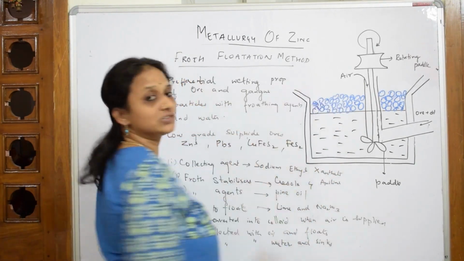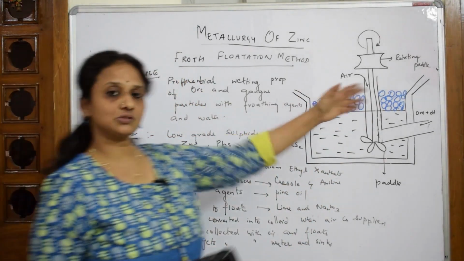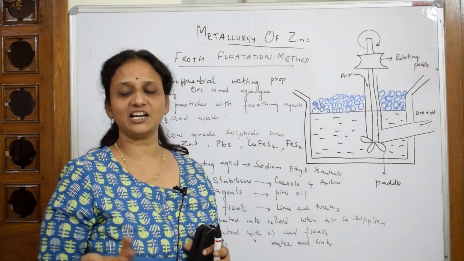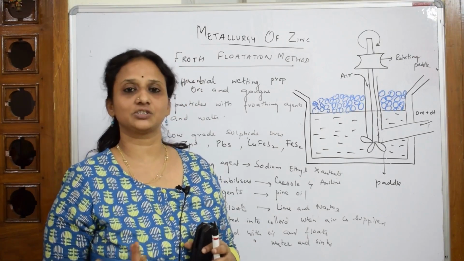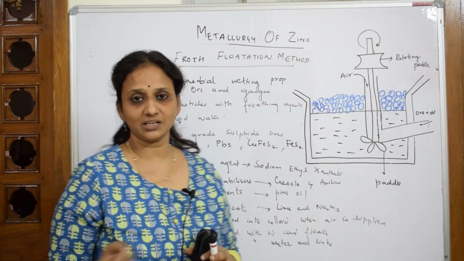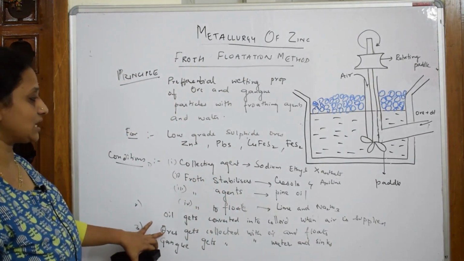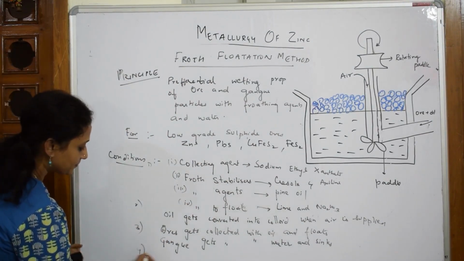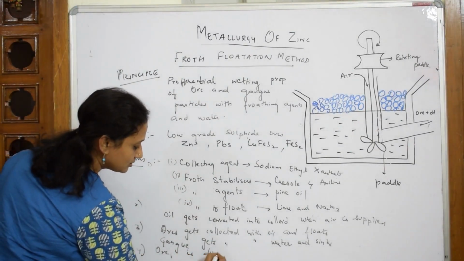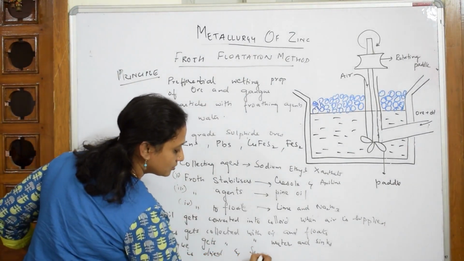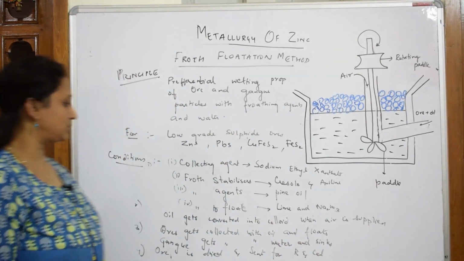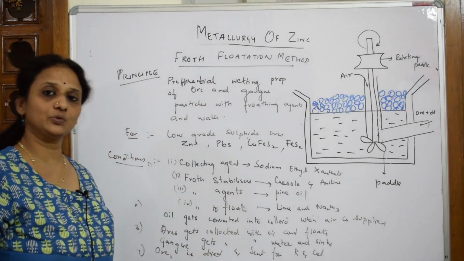Gangue is here, ore is here. Done. Now they're going to collect this ore and dry the ore completely. Once they dry the ore, they collect that dried part and send it for calcination and roasting. Correct? So now your gangue is down, ore is above. That's done. The final step is, the ore is dried and sent for roasting and calcination. That's it. This is your froth flotation method, your complete answer. This is where you can get full marks.